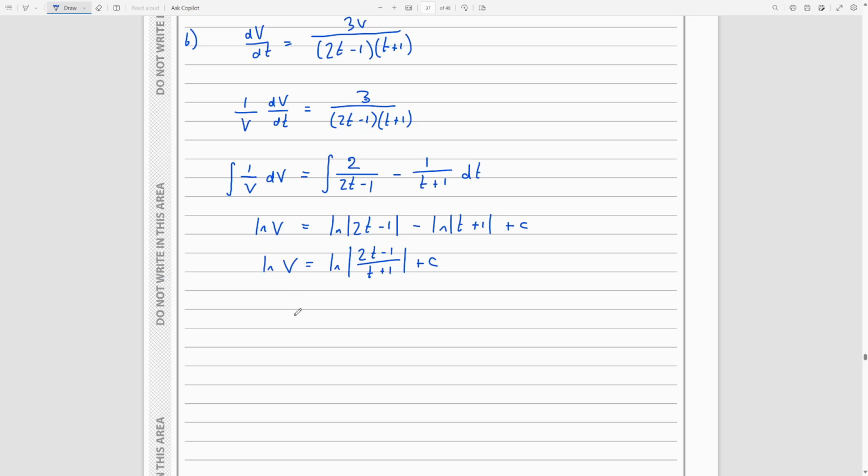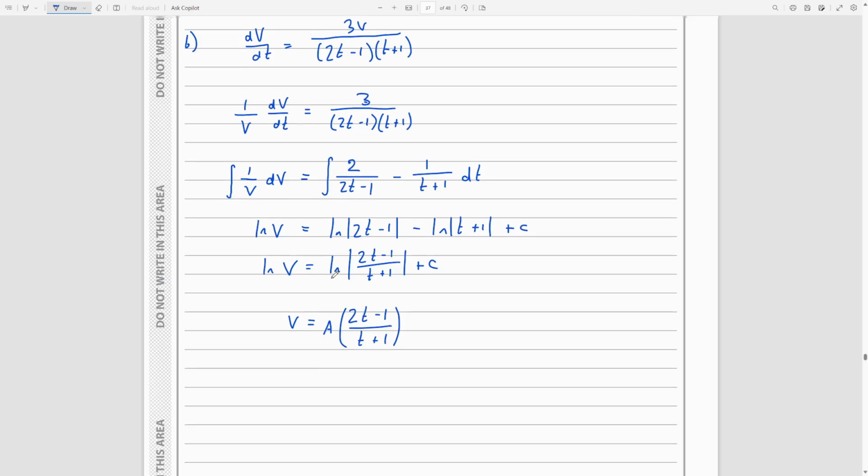E to the power of both sides gives me v on the left. On the right, when I do e to the power of all of this, I get e to the power of this stuff times e to the power of this stuff. E to the power of this stuff is (2t minus 1) over (t plus 1). E to the power of c is just an arbitrary constant a.